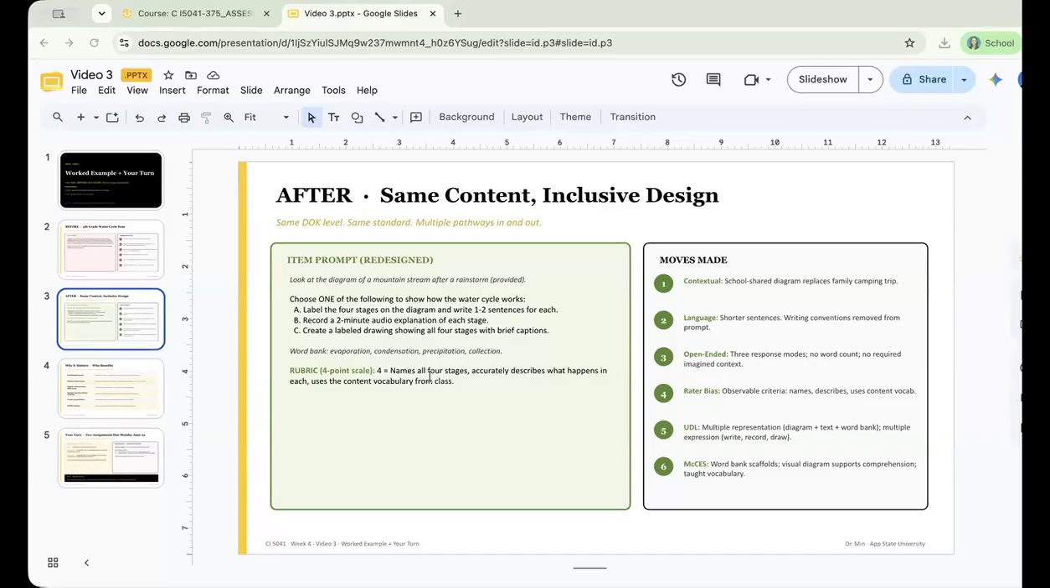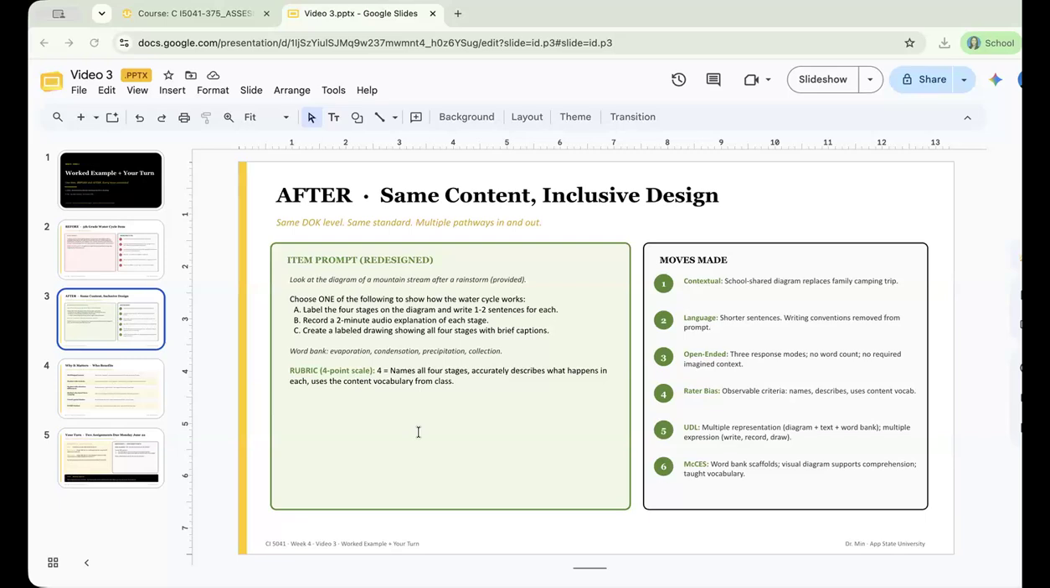Move 4, rater bias. Observable criteria, names, describes, uses, content vocab. Two raters land at the same score. Move 5, UDL, multiple means of representation through the diagram, text, and word bank. Multiple means of action and expression through the three response choices.